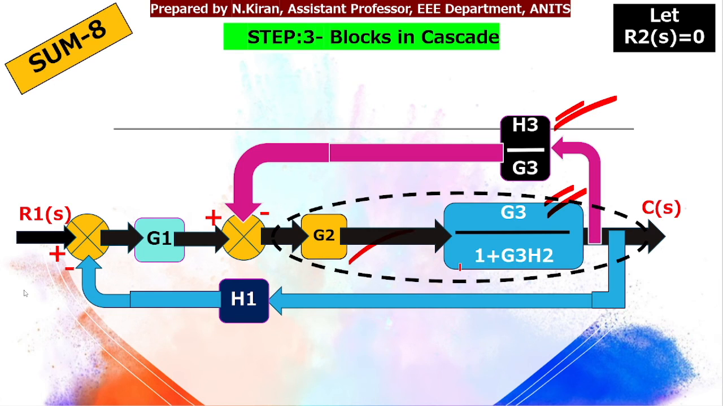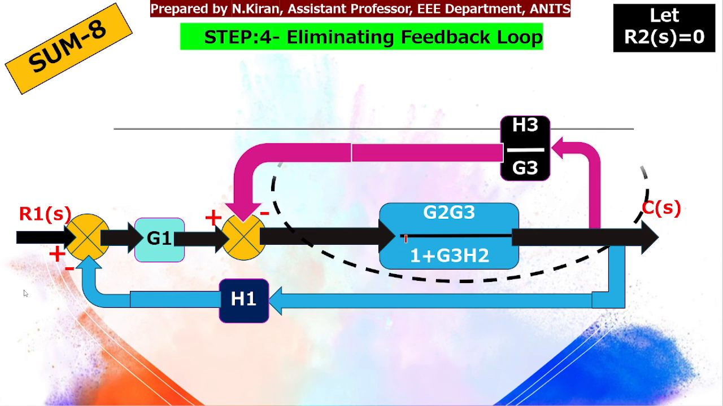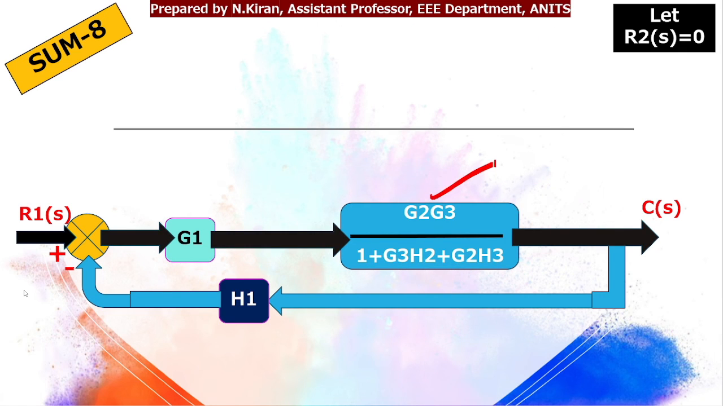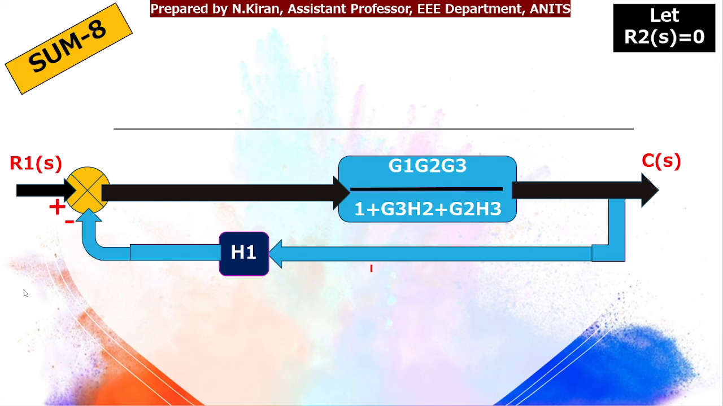So these two blocks are in cascade. So numerator I will have G2 G3 by 1 plus G3 H2. So eliminating feedback, this is G and this is H. You know the formula since it is negative feedback. On simplification, we'll get G2 G3 by 1 plus G3 H2 plus G2 H3. These two blocks are in cascade. So numerator I'll get G1 G2 G3 by 1 plus G3 H2 plus G2 H3.